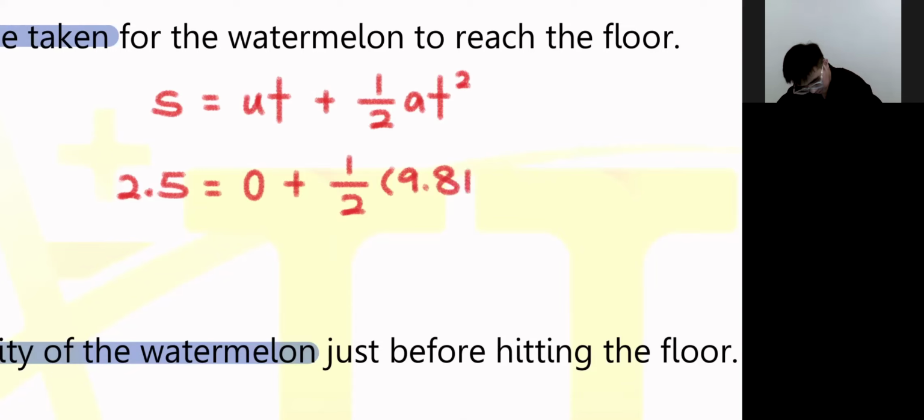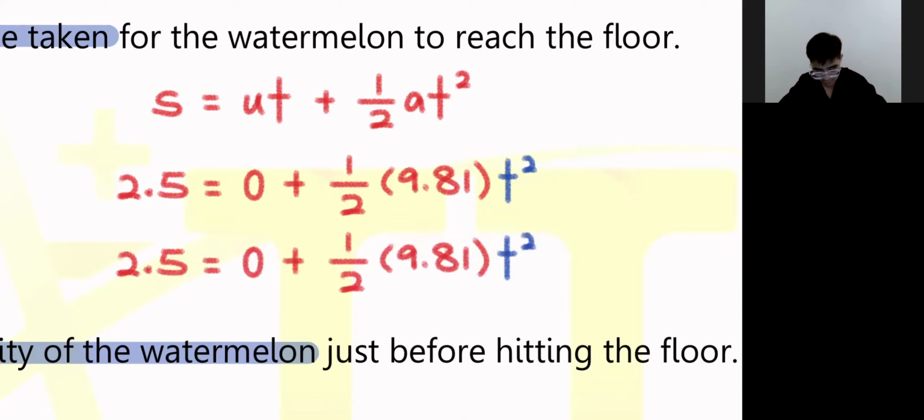9.81. And then multiply by t squared, because t is your unknown. So just leave t as t. Whatever you're looking for, just leave the unknown as the unknown. Don't change it, because that's how you know that's the unknown you're looking for. Clear? So it will be 2.5 plus equals to 1 over 2 times 9.81 t squared.